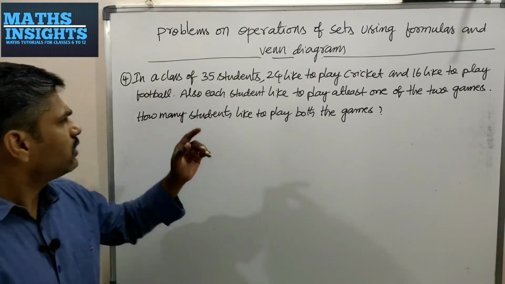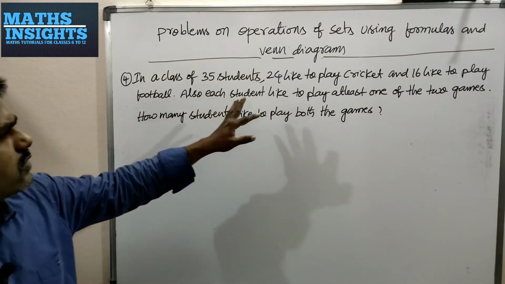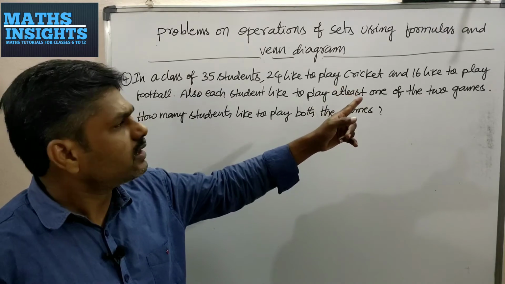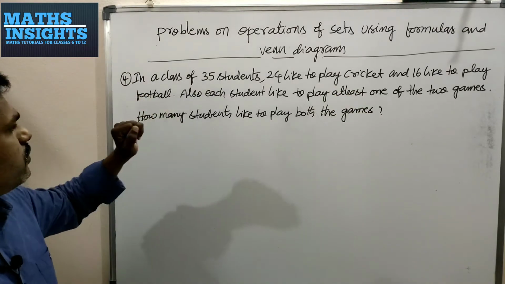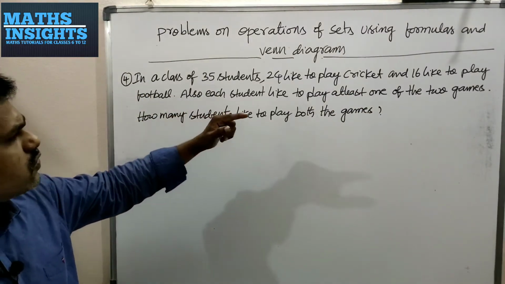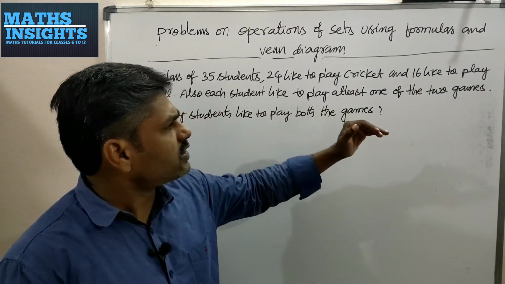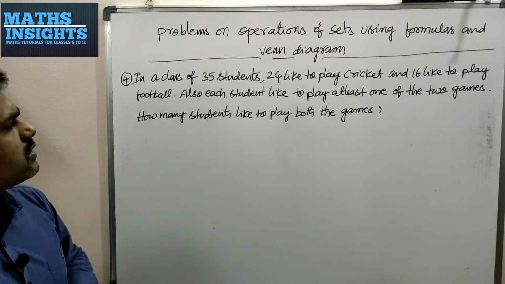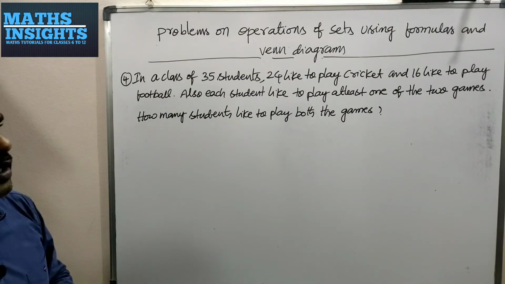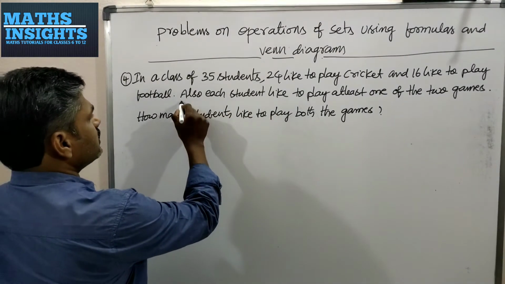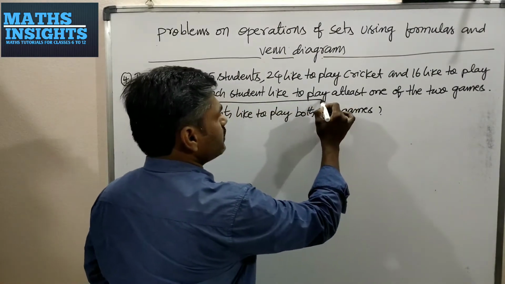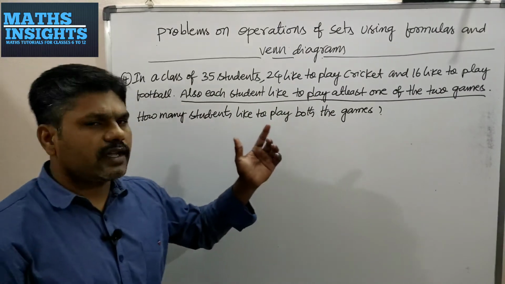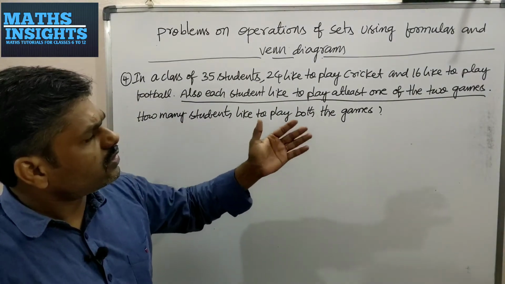Fourth question. In a class of 35 students, 24 like to play cricket and 16 like to play football. Also, each student likes to play at least one of the two games. Then you have to calculate how many students like to play both the games. And you have to understand this sentence. What is the meaning of this sentence? Also, each student likes to play at least one of the two games.